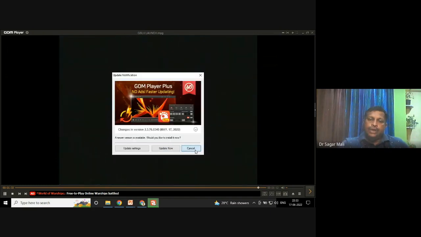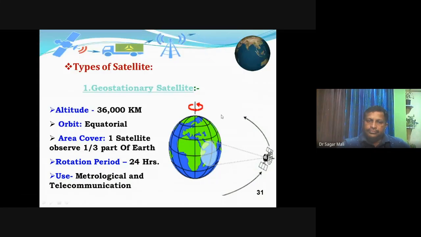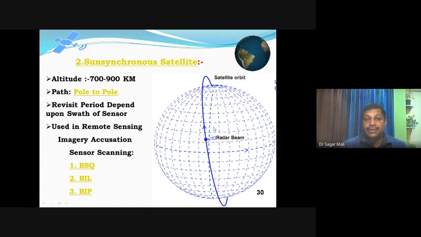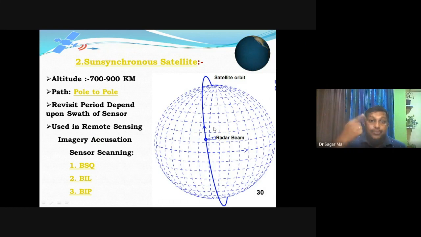Okay, so I hope you understood. Now come to the second type, the sun synchronous satellites. It's also called a remote sensing satellite. We use this satellite for capturing imageries of the Earth. The altitude of the remote sensing satellite is 700 to 900 kilometers. It's a low altitude satellite, and it moves from pole to pole. Earlier the satellite orbit was equatorial, but now this is polar orbiting.